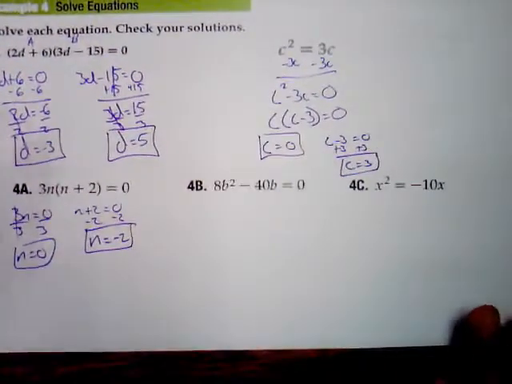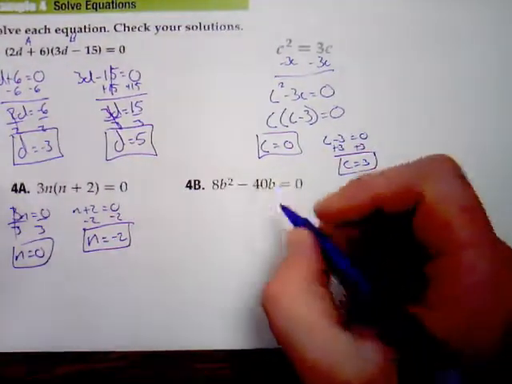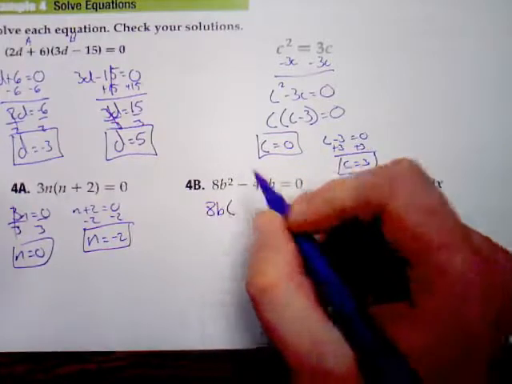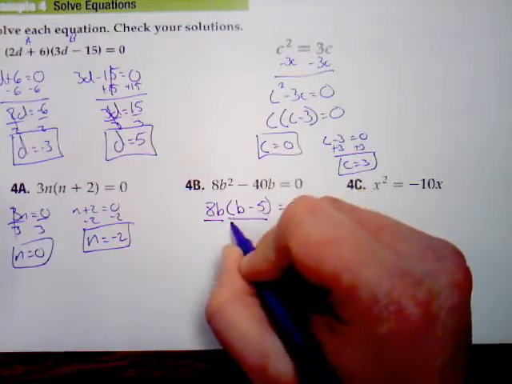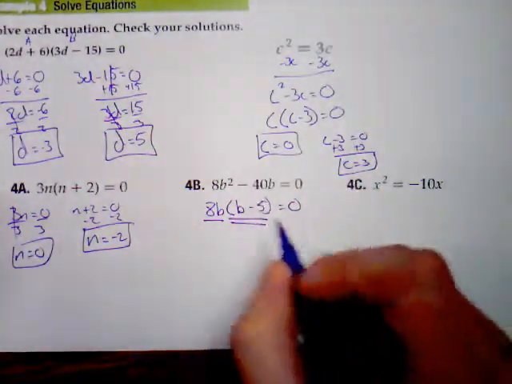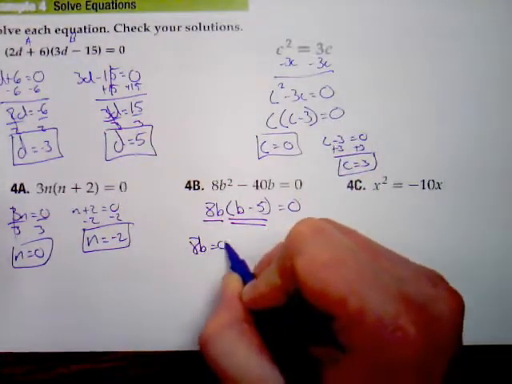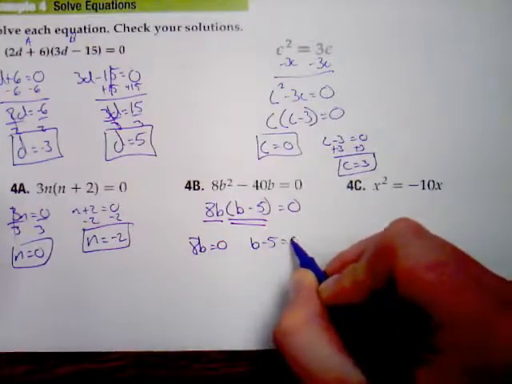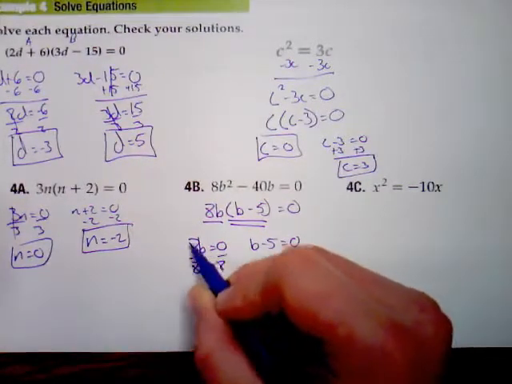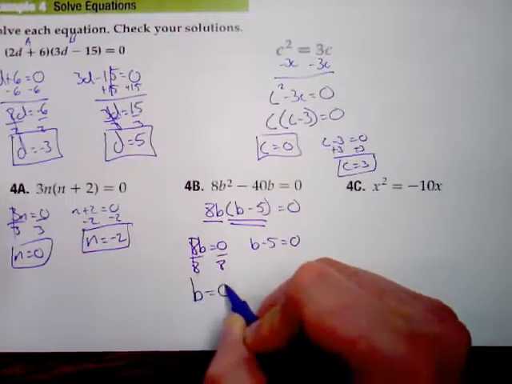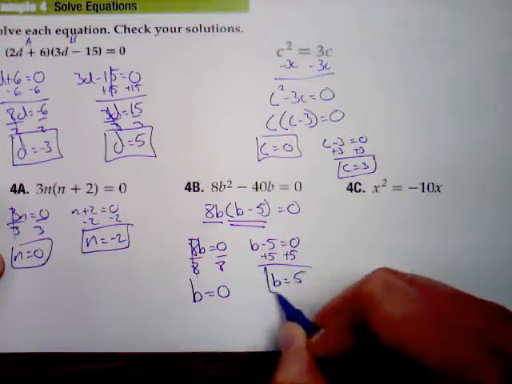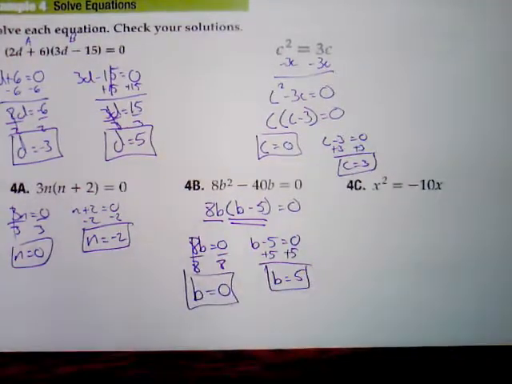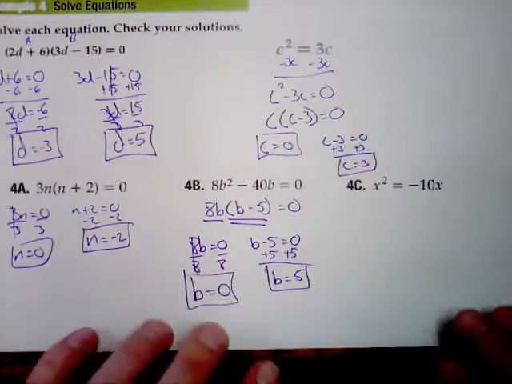4B is a little bit more challenging because we have to factor it. So I factor out an 8b, and I'm left with b minus 5 equals 0. Two things multiply together to equal 0, so you set both of them equal to 0. 8b equals 0, b minus 5 equals 0. Over here I divide by 8, and b is equal to 0. Here I add 5, and b is equal to 5. And that's really all there is to it.